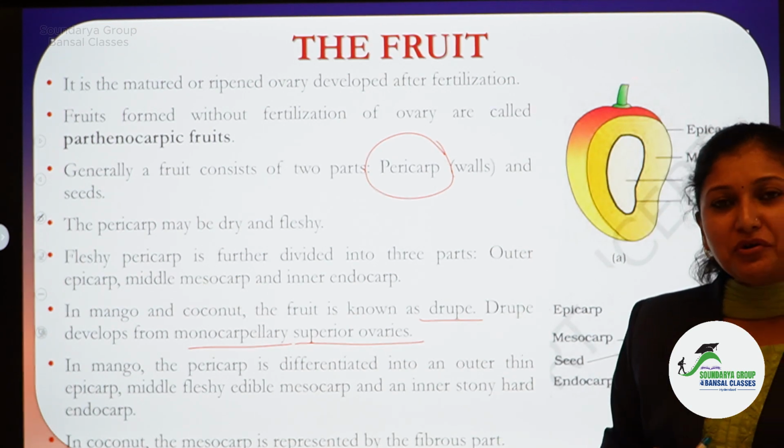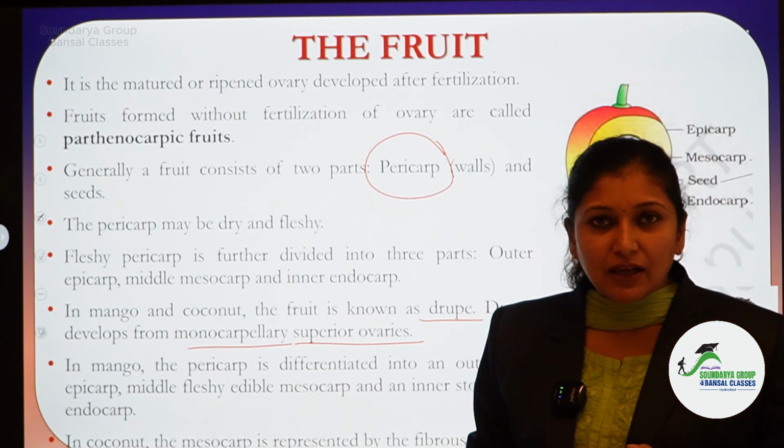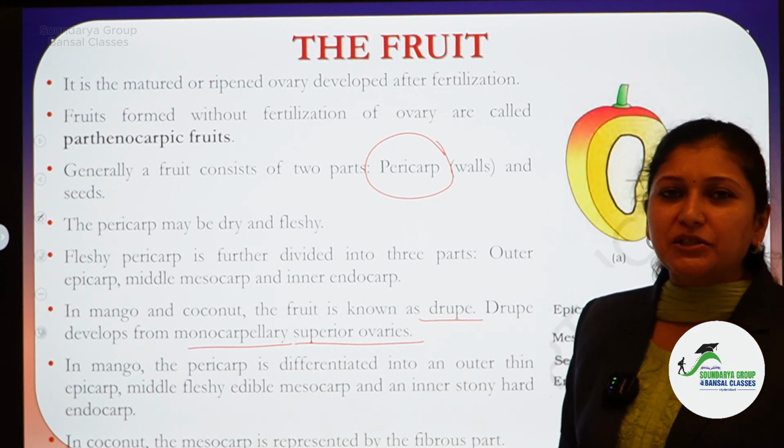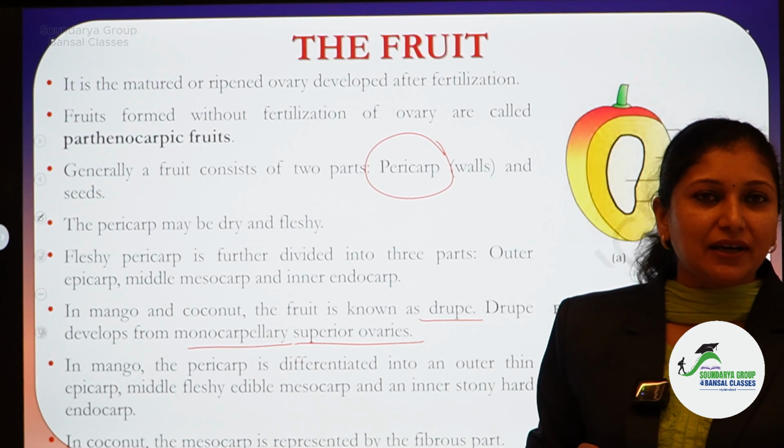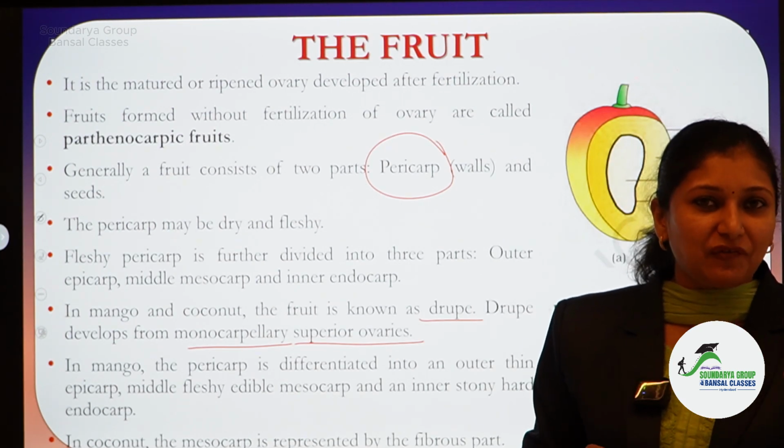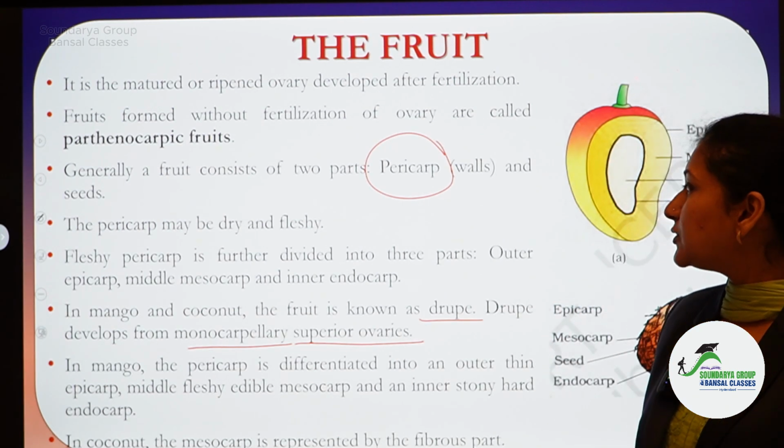In case of mango, you have the mesocarp, which is edible. In case of coconut, no part of the fruit wall is edible. Inside the coconut, whatever coconut water and white kernel part is there, it is its endosperm.